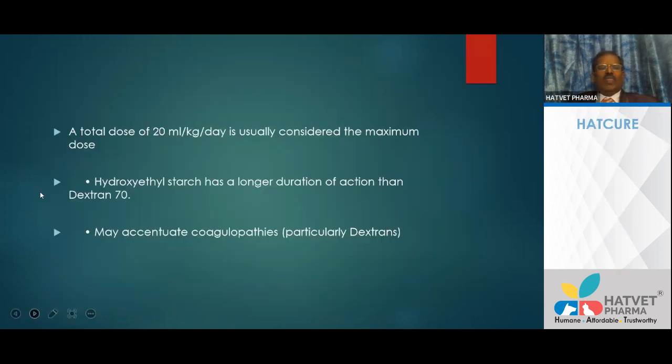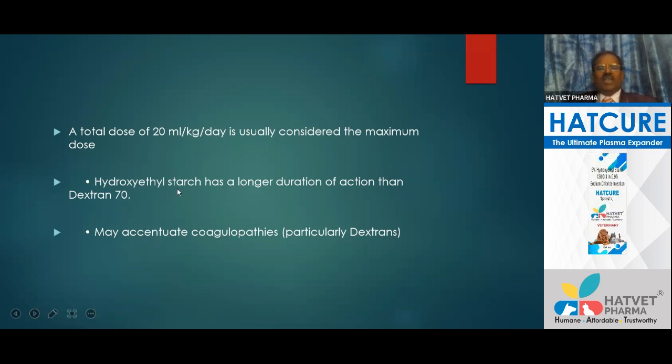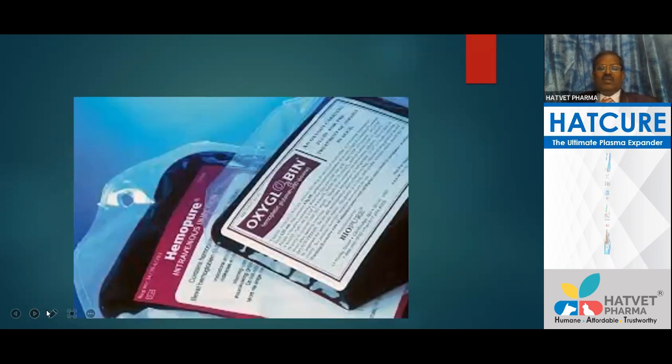And dextran is also available. A total of 20 ml per kg is usually considered the maximum dose of HES starch. Hydroxyethyl starch has a longer duration of action than dextran 70. It may accentuate coagulopathy, particularly dextran, when you use dextran.